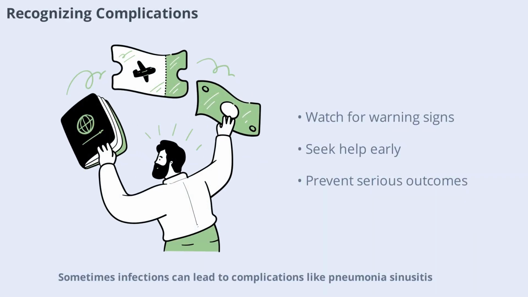Sometimes, infections can lead to complications like pneumonia, sinusitis, or sepsis. Warning signs include high fever, chest pain, shortness of breath, confusion, or severe weakness. If you notice these symptoms, seek medical attention right away. Early intervention can prevent serious outcomes.